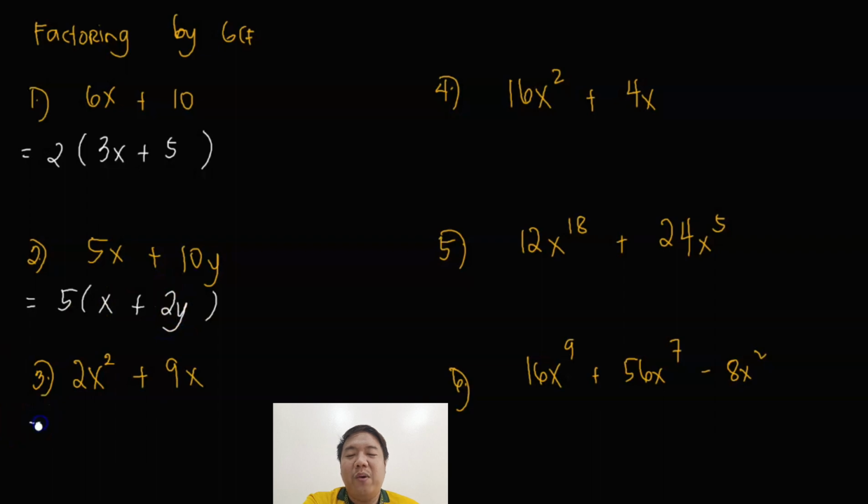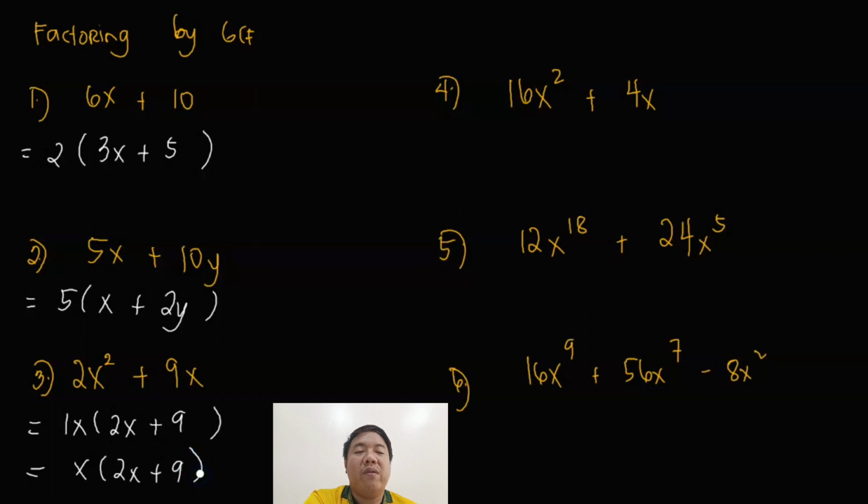Kayang-kaya nyo na to. How about 2x squared plus 9x? Yes, sir. So number 2 and 9, we have 1 as your GCF. And how about the x? X lang din po. Very good. Then divide. 2x squared divided by 1x is simply 2x plus 9x divided by 1x is 9. Ayan. Or, to simplify your answer, instead of having 1x, that will be x times the quantity of 2x plus 9. How about number 4?